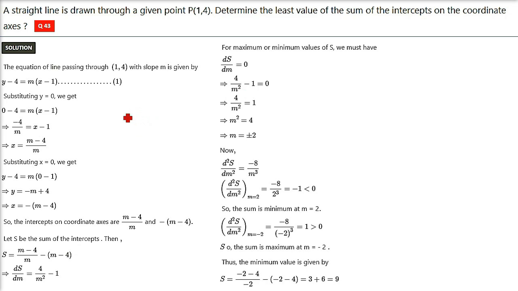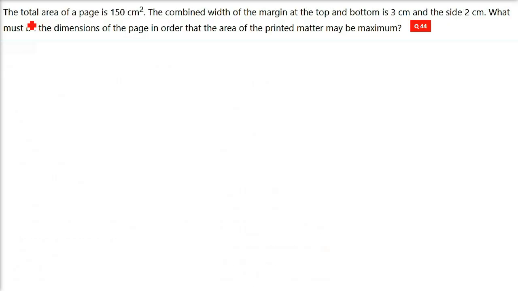Once the diagram is clear to you, all other things you have been doing since the first question of this exercise follow. Total area of the page is 150. The combined width of margin at the top and the bottom is 3 cm and 2 cm. What must be the dimensions of the page in order that the area of the printed matter may be maximum?